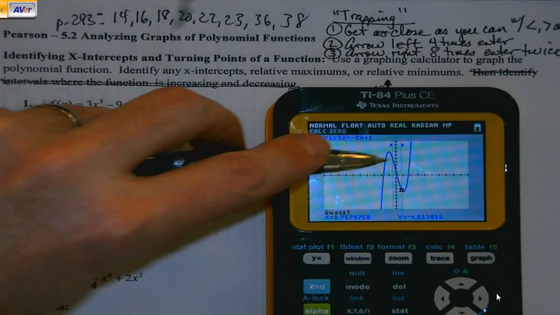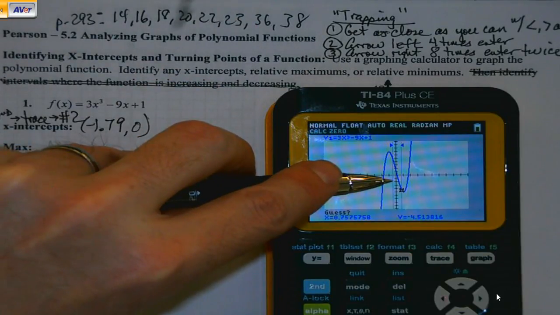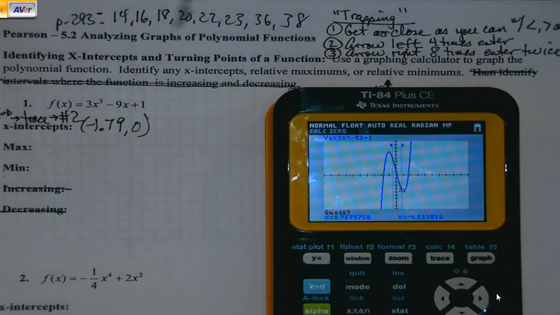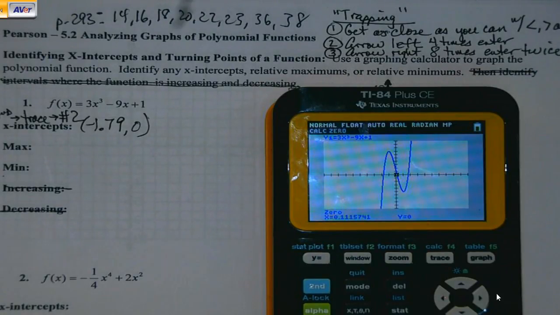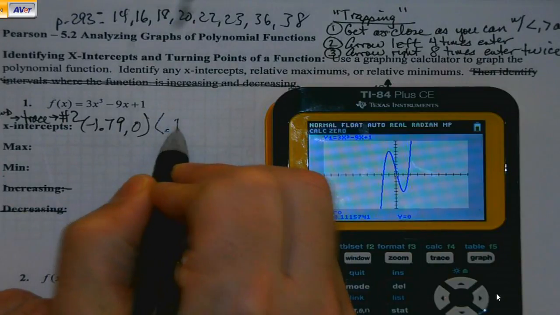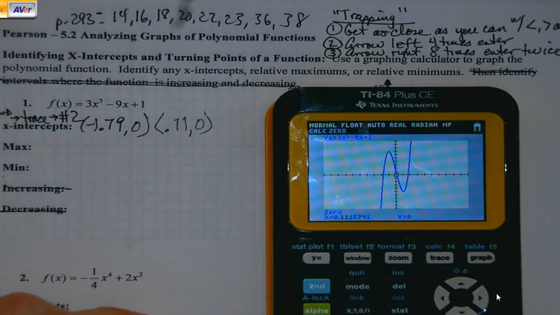Okay, my two little arrows should be trapping in my zero, which they are. And I hit enter one more time. And I get my next zero. And at least this time it told me y equals zero, which is a good thing. So I've got my second one. And there is a method to my madness, so stay with me. I got one zero left.